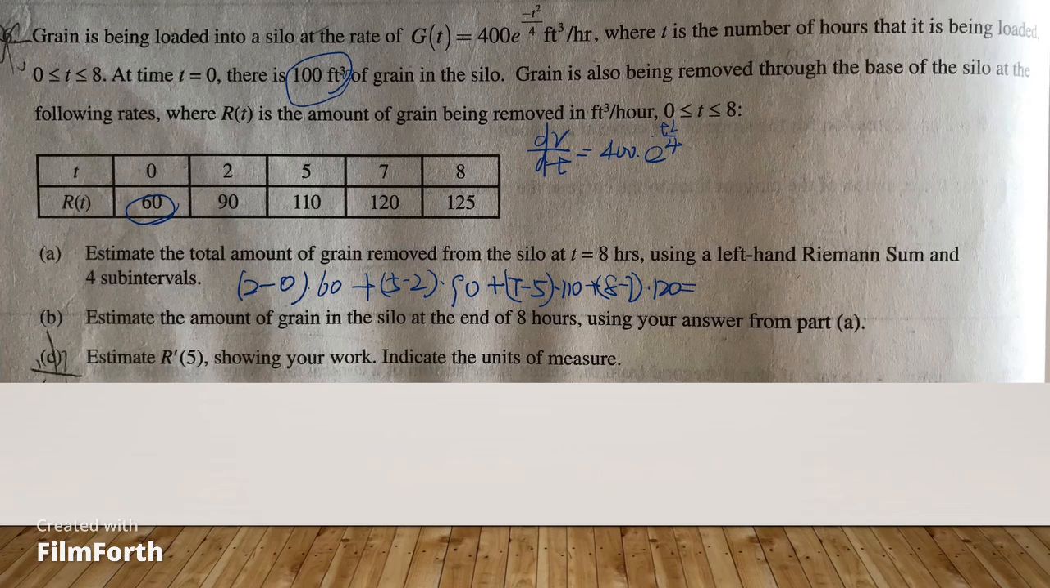And we evaluate it. So 2 times 60 plus 3 times 90 plus 2 times 110 and 1 times 120 is equal to 120 plus 270 plus 220 plus 120. So the final answer is 730. So that is the answer of question A.